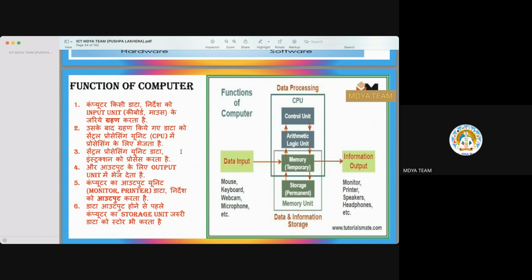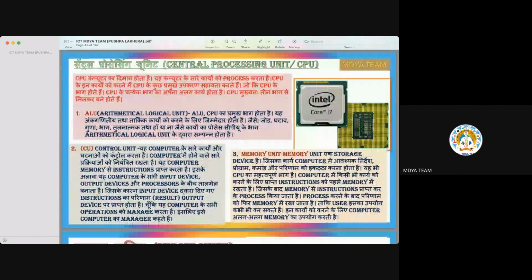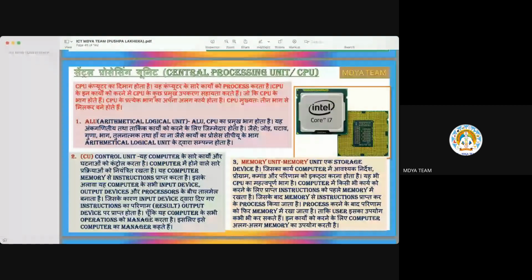So this is a rough, you can say, the block diagram of a computer. So first, the computer accepts the instructions, and then the CPU processes those instructions, and accordingly, after processing, the output is displayed in front of you. So one by one, we'll see in the next slide.